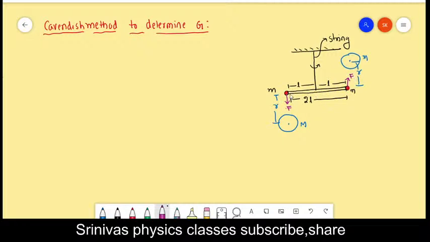Equal and opposite forces are acting on this thin rod, one side this one and the other side that one. Due to this, it will rotate. When it rotates by an angle theta, for example like this, this rod will rotate.